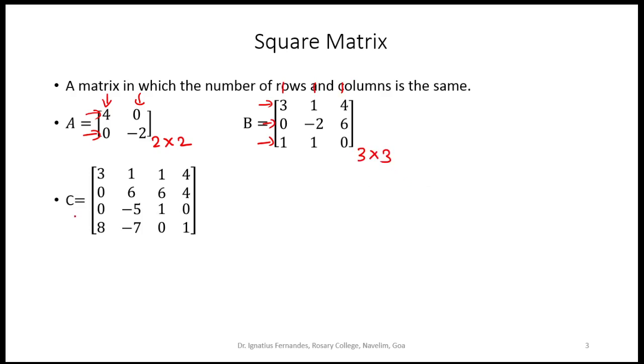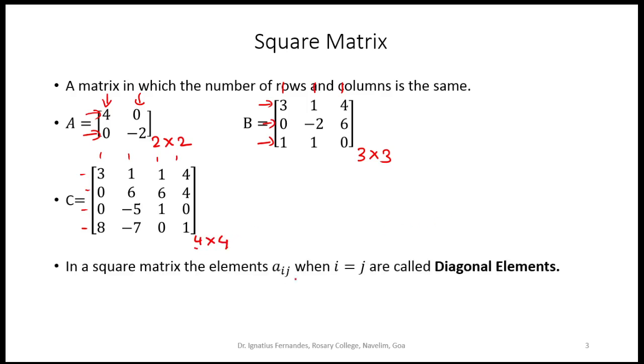The same way here, matrix C has 1, 2, 3, 4 rows and 1, 2, 3, 4 columns, a 4 by 4 matrix. The number of rows and columns is the same, so it is a square matrix.